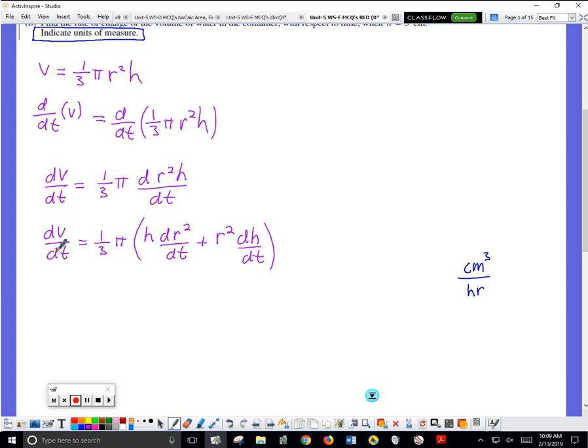Okay, keep going. So now I have dv dt equals 1/3 pi, h. This is the power rule. Bring down the 2. The r was being raised to the 2, so now it's r to the first power. You always end by multiplying by the derivative of whatever is being raised to the power. That's just the power rule. Then it's plus.